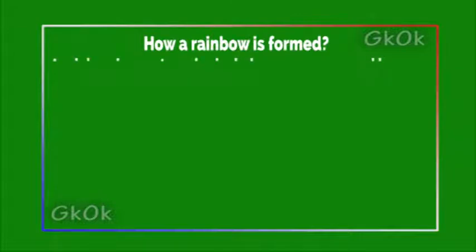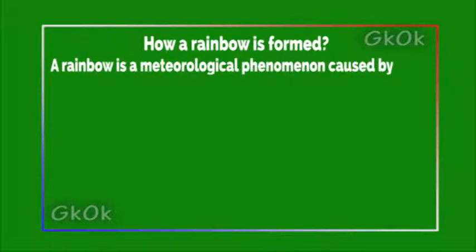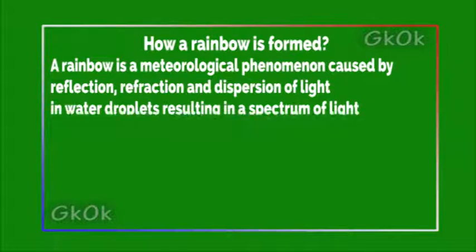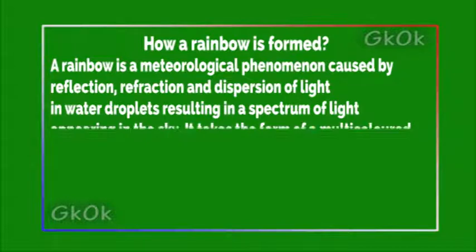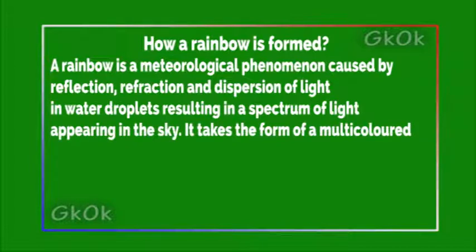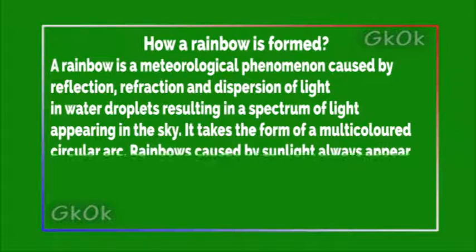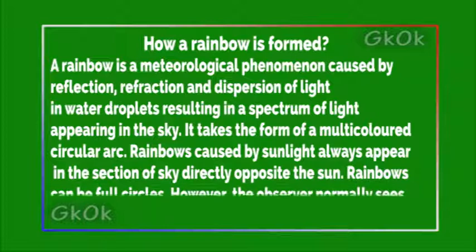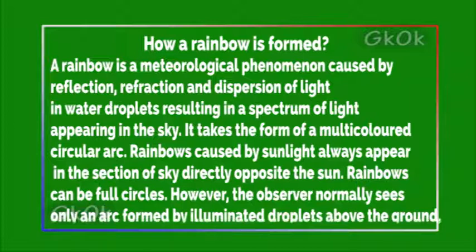How is a rainbow formed? A rainbow is a meteorological phenomenon caused by reflection, refraction, and dispersion of light in water droplets, resulting in a spectrum of light appearing in the sky. It takes the form of a multicolored circular arc. Rainbows caused by sunlight always appear in the section of the sky directly opposite the sun. Rainbows can be full circles; however, the observer normally sees only an arc formed by illuminated droplets above the ground.